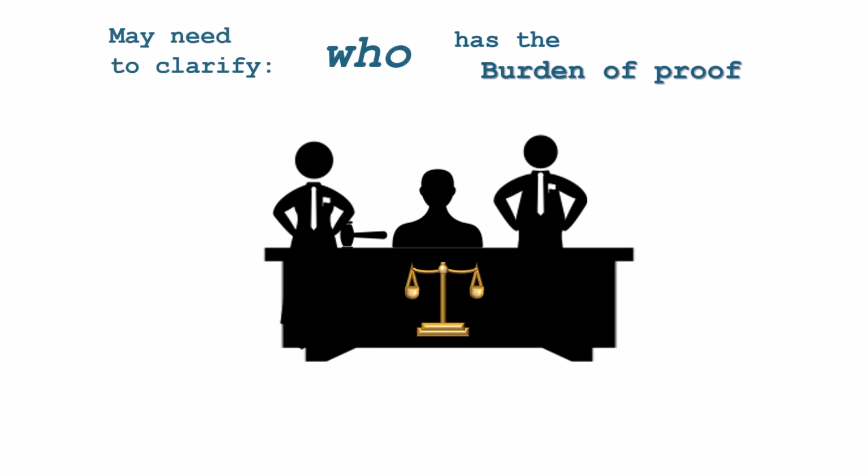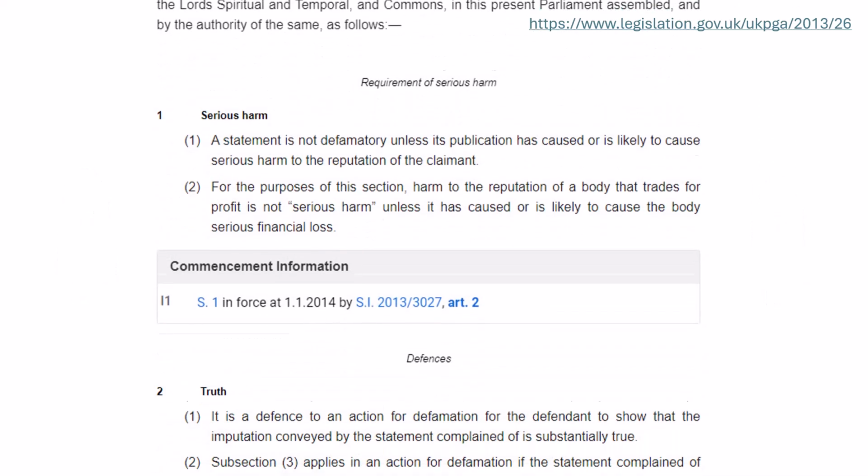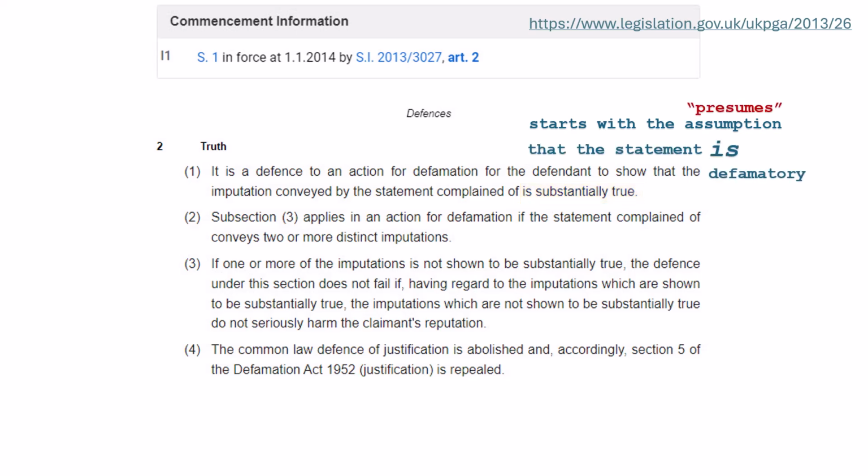But that may not be the case 100% of the time, so it's important to clarify that, and that can depend on the situation and the venue. In England, for example, if you are accused of libel, the Defamation Act of 2013 shifts the burden of proof to you as the defendant to show that the statement complained of, the libelous statement you are being sued for, is substantially true. The prosecution doesn't have to prove that your statement was defamatory. It starts out under the assumption, or presumes, that it is defamatory. In this case, the prosecution has presumption.